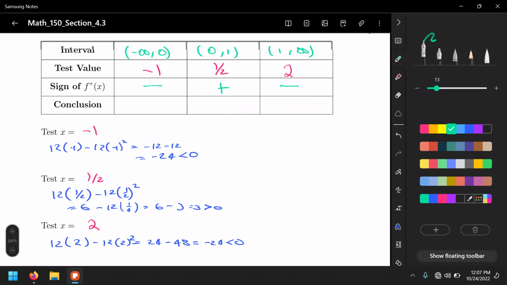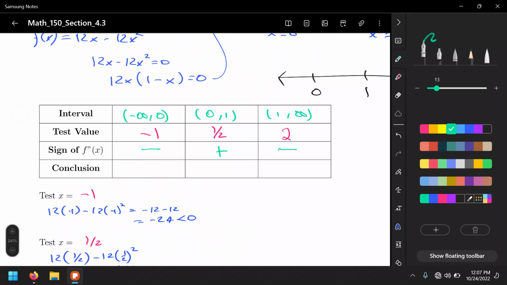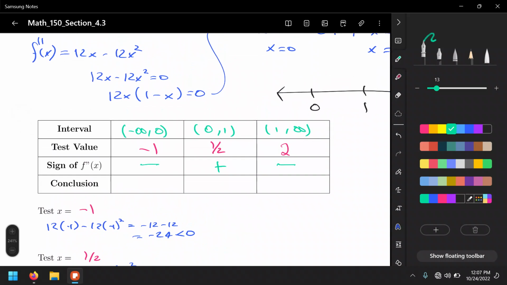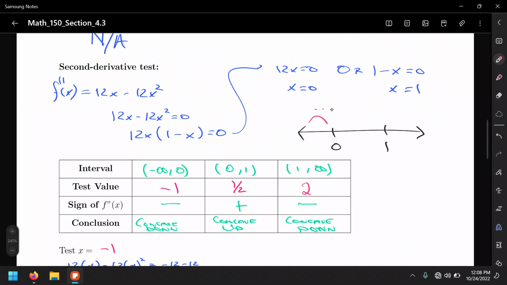All right, what is our conclusion in this case? When the second derivative is negative, it's concave down. What about positive? Concave up. And again, concave down. All right. So let's write down symbolically. Concave down, concave up, and concave down. It goes sad, happy, sad.